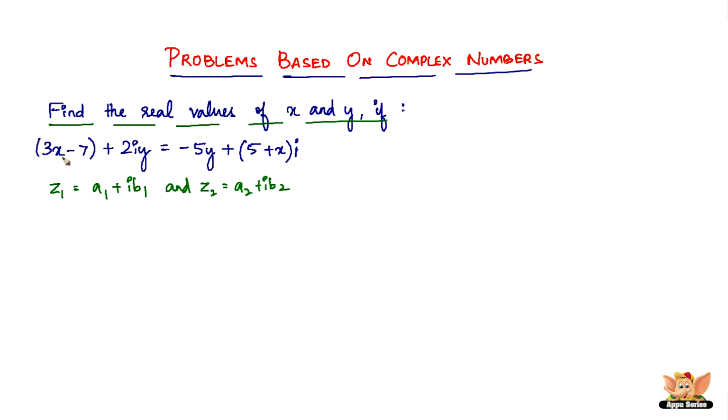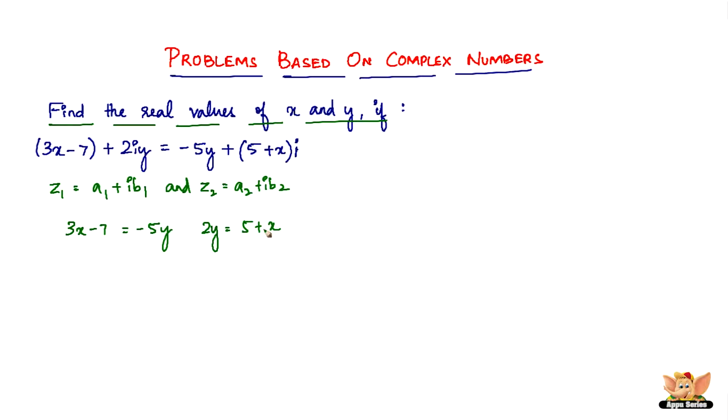So taking the real parts, we have 3x minus 7 equals minus 5y. And taking the imaginary parts, we have 2y equals 5 plus x. Of course, we are not supposed to take the i part of it to solve it. So in this case, you just leave the i and take 2y. You don't have to really worry about anything because it's just one single term. In this case, the i is already factored out.